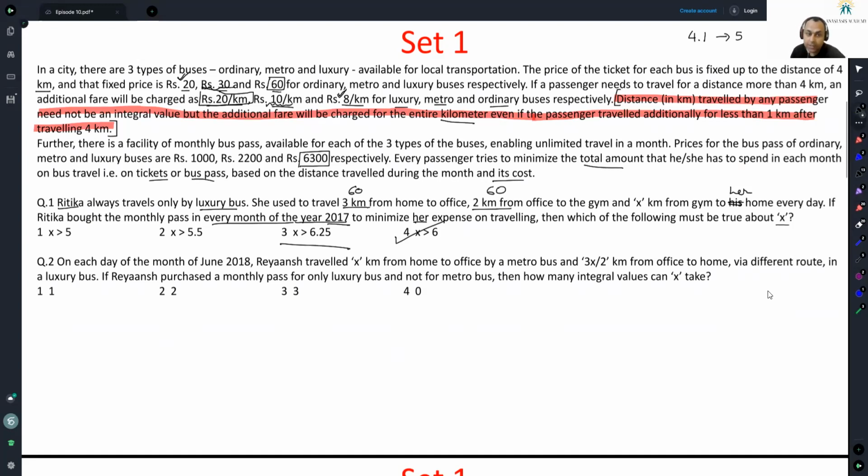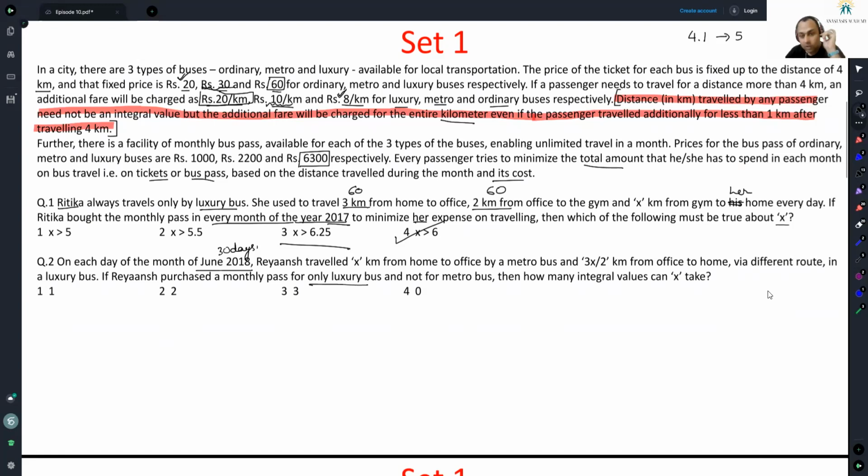On each day of the month in June 2018, so 30 days, Reyansh traveled X kilometers from home to office by a metro bus and 3x by 2 kilometers from home to office via a different route in a luxury bus. If Reyansh purchased a monthly pass for only luxury bus and not for a metro bus, then how many integral values can X take?